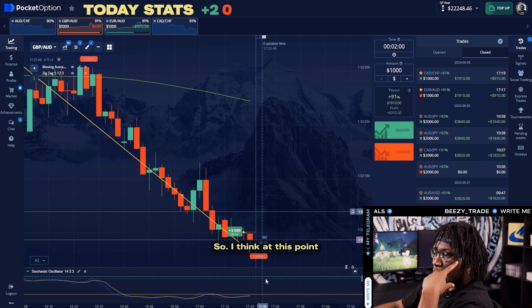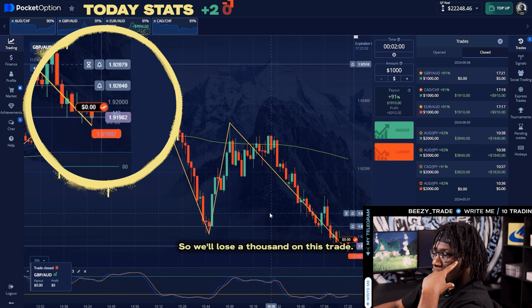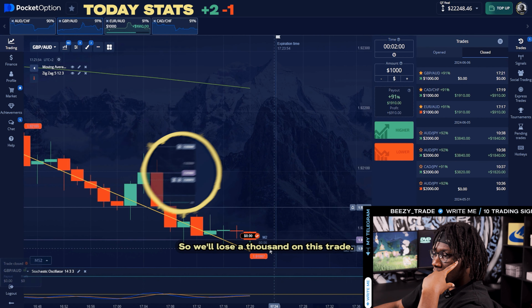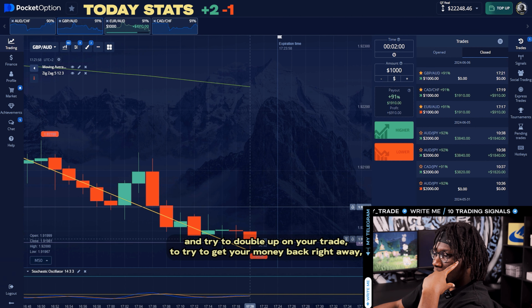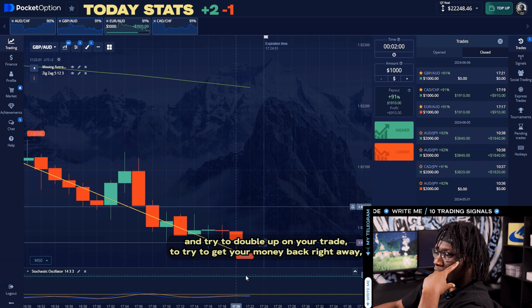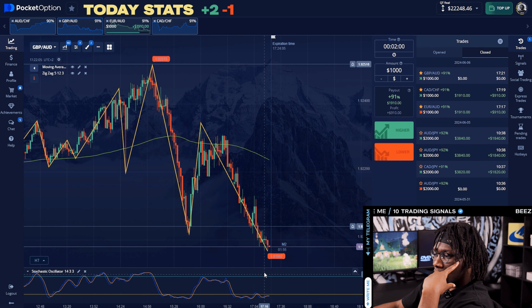I think at this point, I'm just going to wait. So we'll lose 1,000 on this trade. You can't rush in and try to double up on your trade to get your money back right away, because you're trying to figure out where you made a mistake.